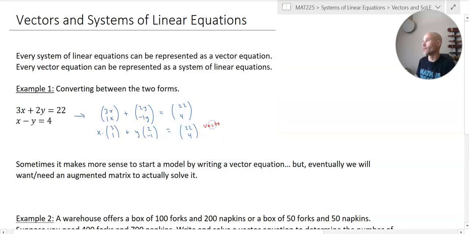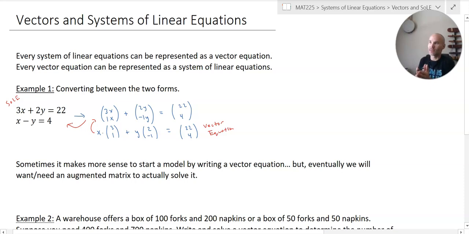This is a vector equation. You can probably guess it has an equal sign in it and it involves a comparison of vectors. So it's only one equation, which is interesting, right? This was two equations, a system of linear equations, and we were able to convert that into one equation, which is a vector equation. That's very handy. It's one equation instead of two. Okay, well, as you can see, we can go backwards too, right? If I had given you this, x times 3, 1 plus y times the vector 2, negative 1 equals 22, 4, you could just bounce back in reverse order to achieve the system of linear equations.